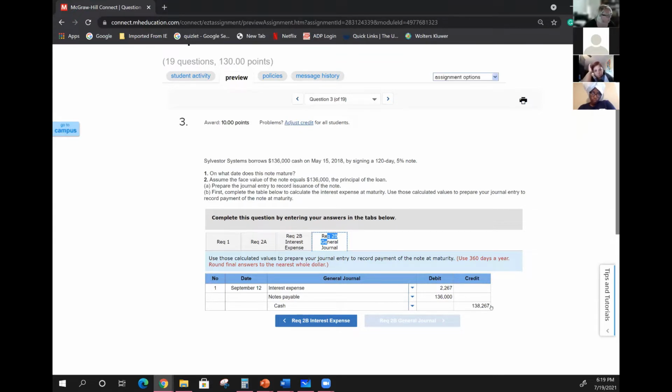So the main thing to note on this when you're doing your notes payable is don't forget that when you debit the notes payable, you want it to only be for the amount that you receive. Don't include the amount for the interest. The interest is separate and it goes to interest expense. So your credit is going to be cash for 138,267.